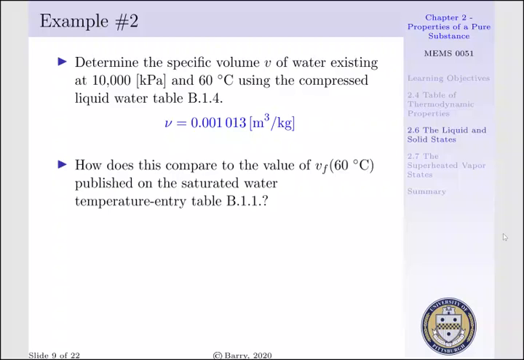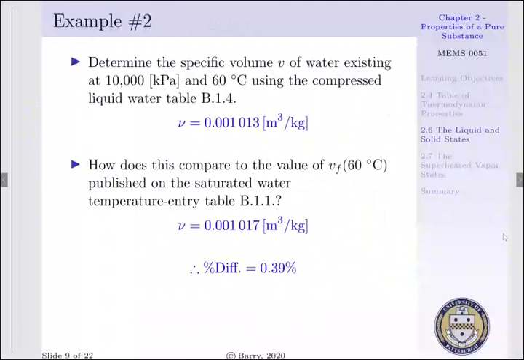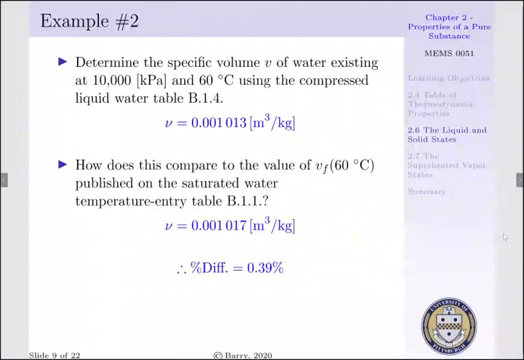Now, how does this compare if we take our saturated liquid specific volume, evaluated at 60 degrees centigrade from our temperature entry table, B.1.1? We find that our saturated liquid specific volume, taken from table B.1.1 at a temperature of 60 degrees centigrade, is 0.001017 meters cubed per kg. Or the percent difference between these two is 0.39%.